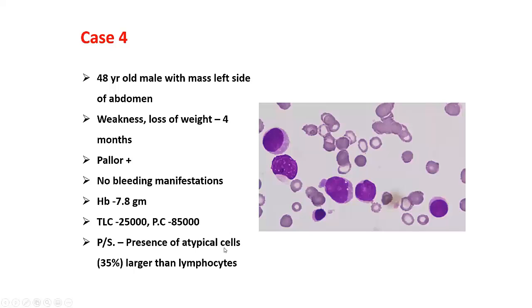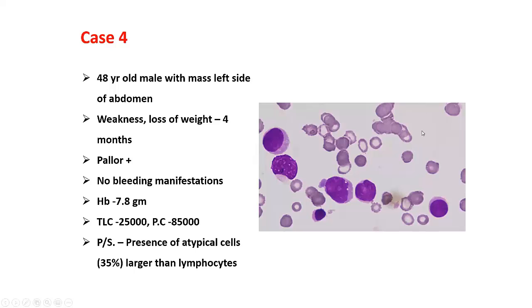Then we go on to case number 4. Now, this was a 48-year-old male who presented with a mass on the left side of the abdomen, indicating the spleen, weakness, loss of weight for 4 months. Pallor is positive, no bleeding manifestations, TLC was increased.